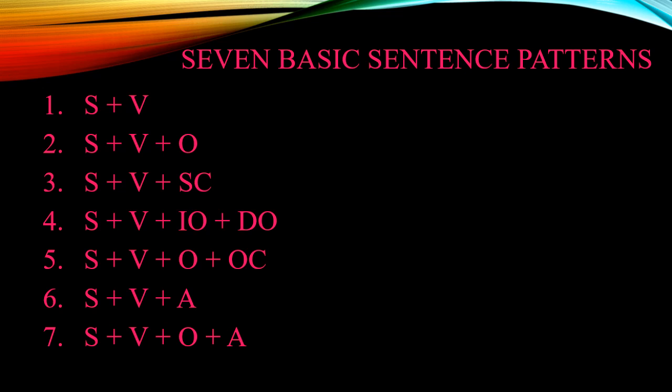Now next pattern, you have the subject plus the verb plus the adverbial, which is represented by the letter A. For example, the fruits are in the basket. The fruits are in the basket. Now the fruits are the subject, are is the verb which connects the subject to the adverbial, and in the basket is the adverbial phrase. It is the adverbial phrase and it is represented by the letter A.